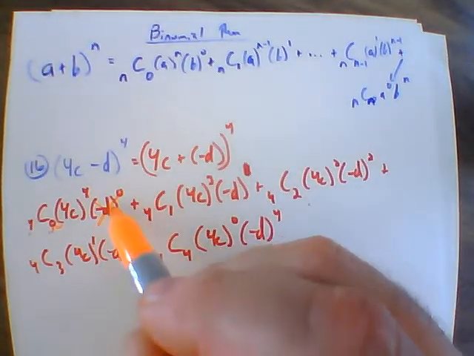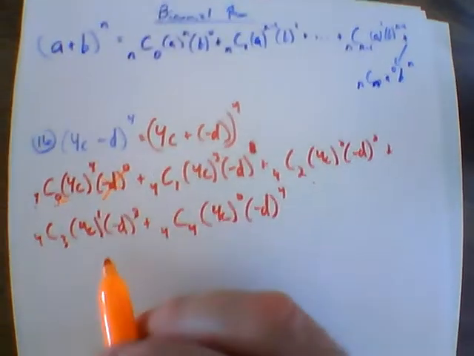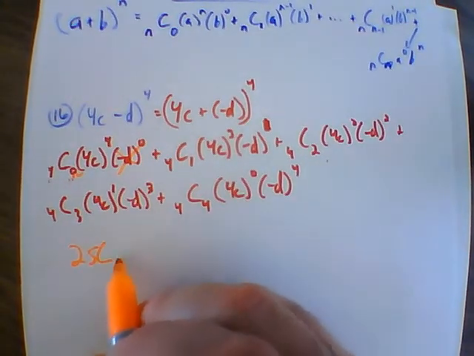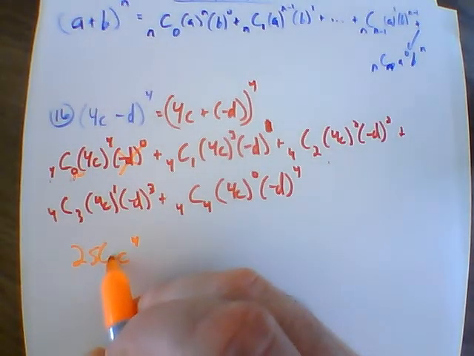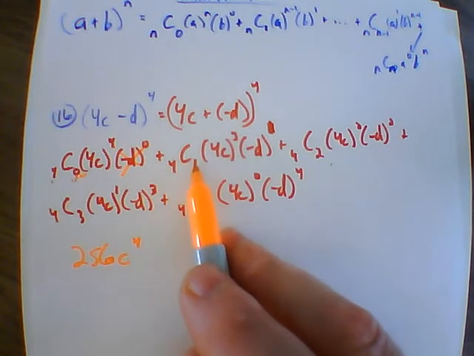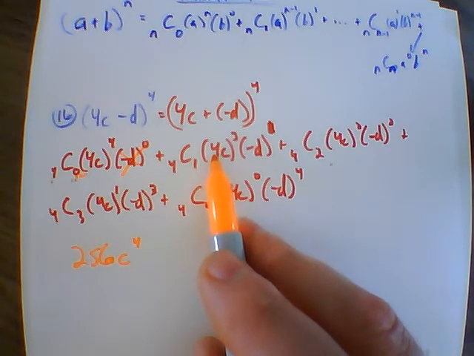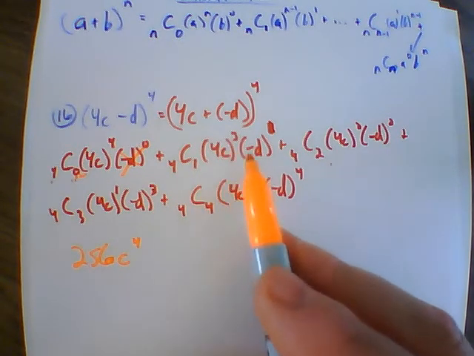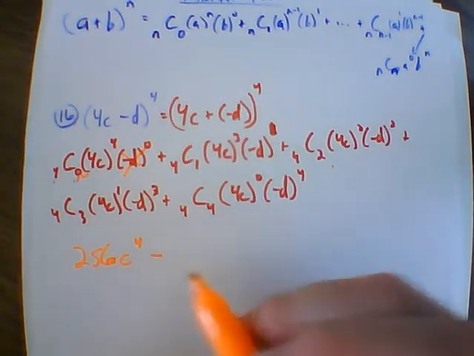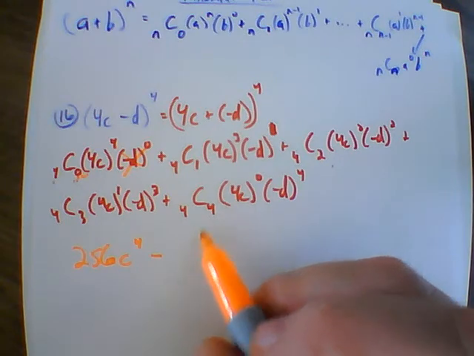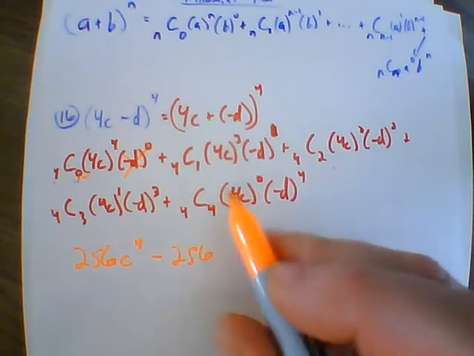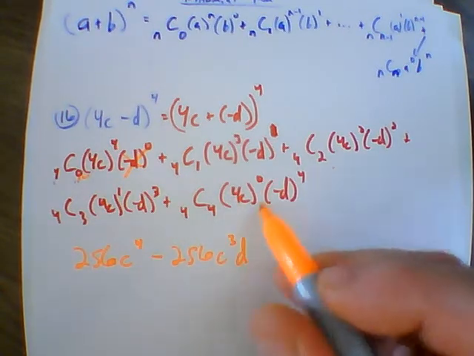Once again, this right here is a 1, so that kind of cancels off. So we would have a number of 256c to the 4th. Now we take 4 combination 1 times 4 cubed times negative 1 to the 1st, which means that we would have a minus 256c cubed d to the 1st power.